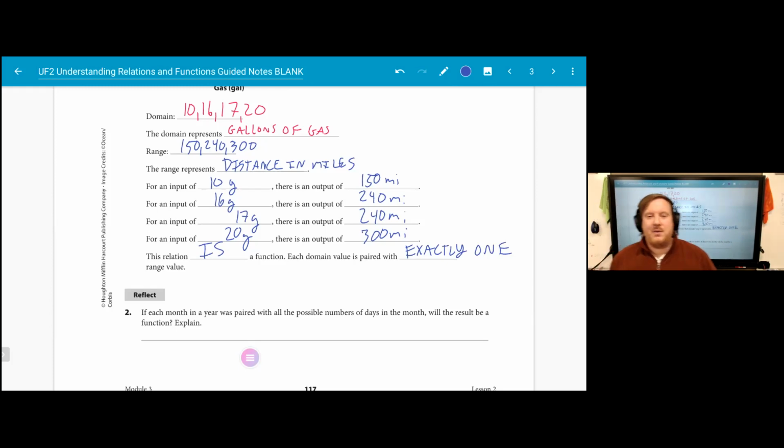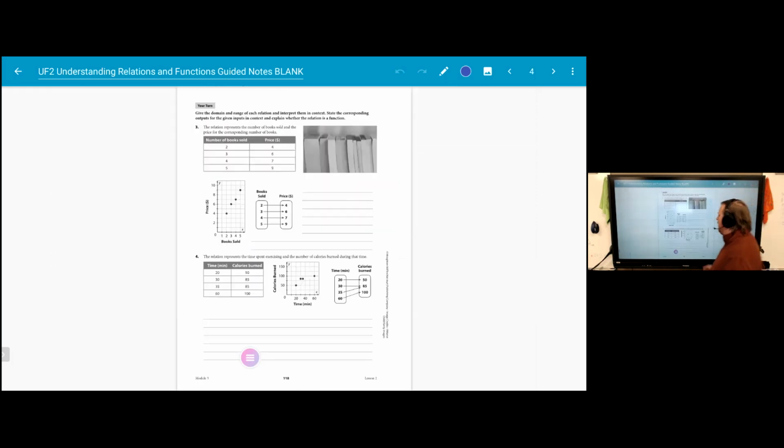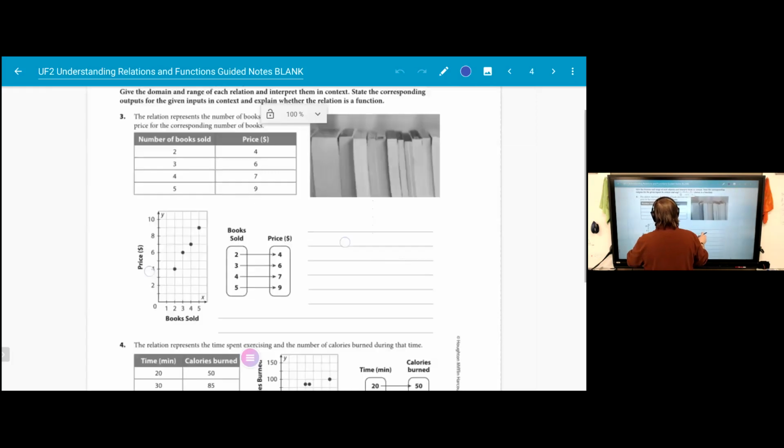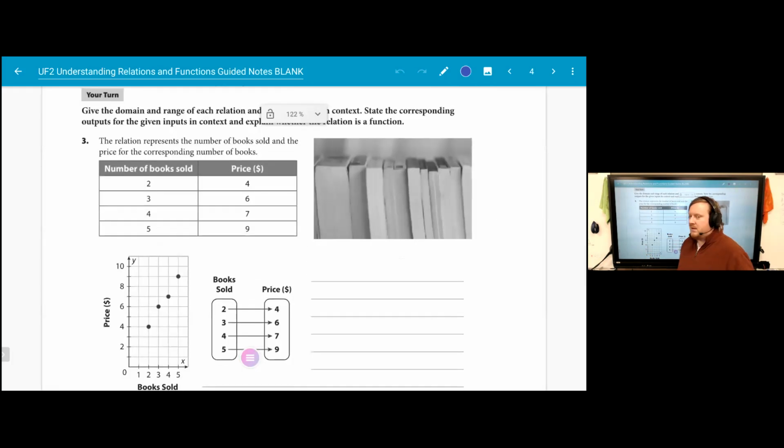You can think about that reflect question on your own. You can check it in the teacher's edition that's posted on Google Classroom. It's a good question, just a nice one to think about. This would be a great time for you to hit pause as we move forward, because we're doing your turn. Make sure you've hit pause, take a minute to think about it, go back and re-watch if you needed to, and try this out.